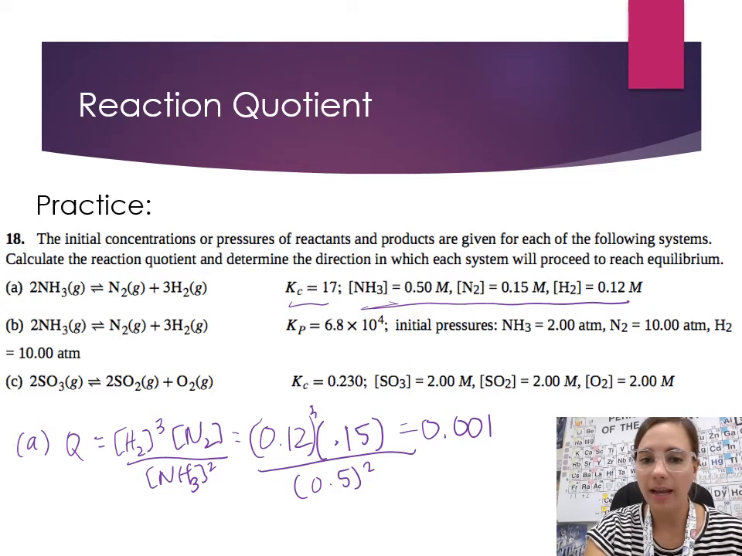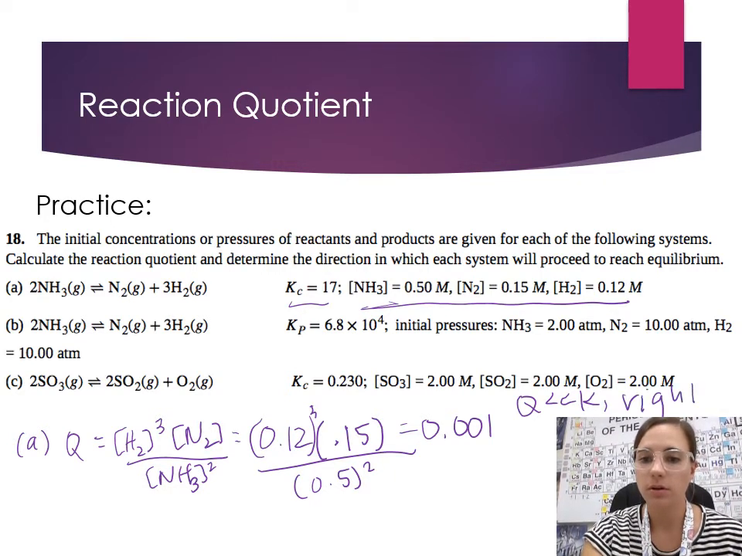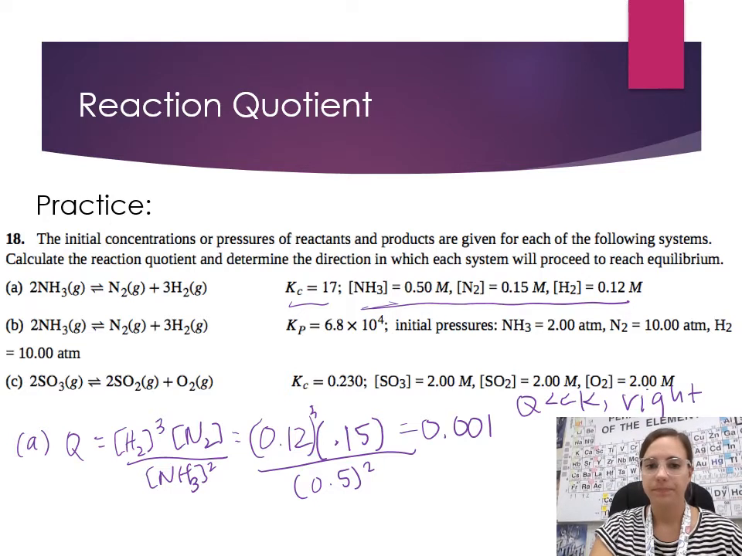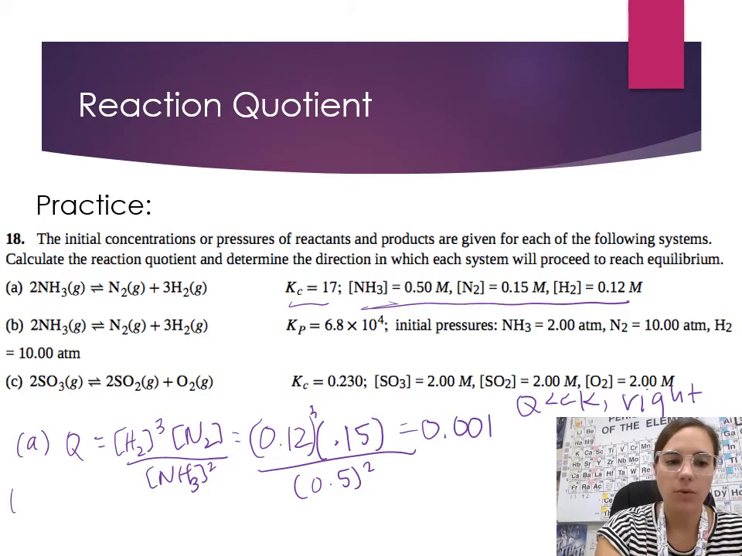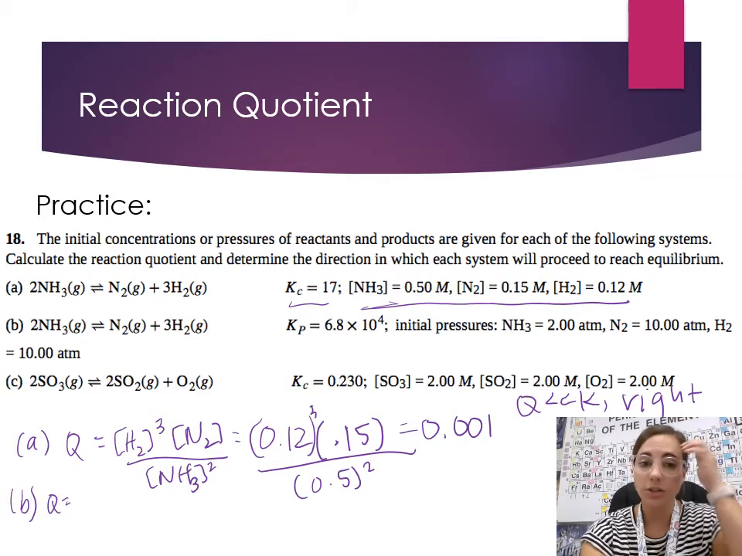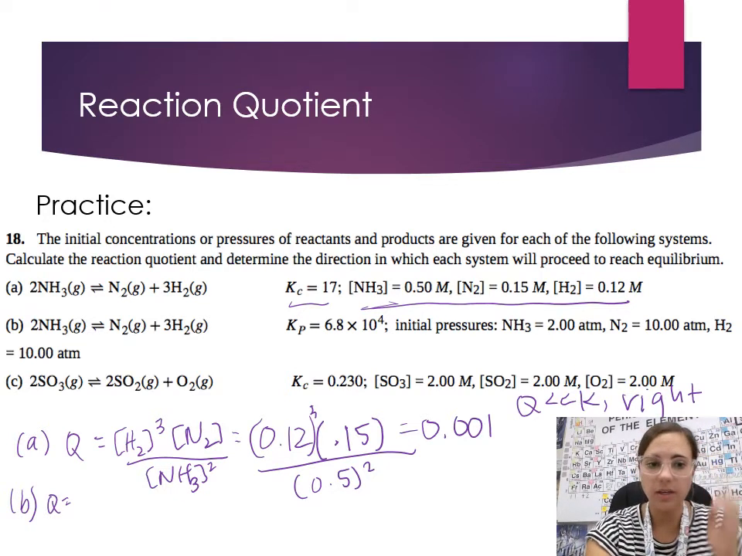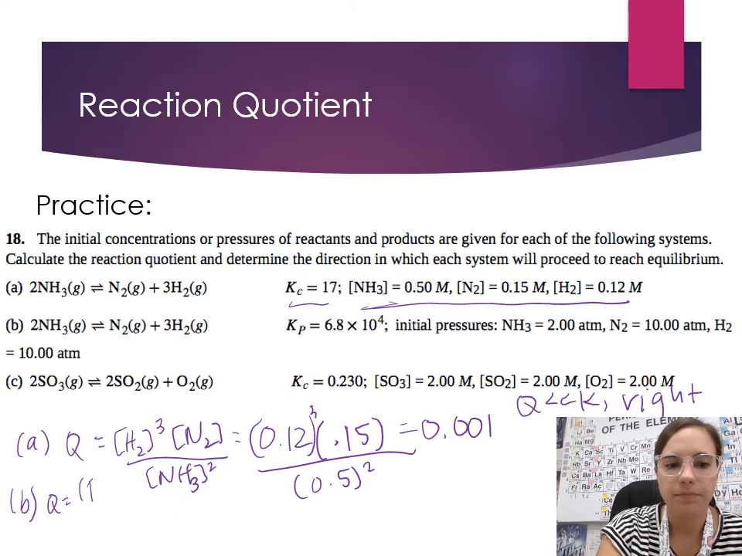So for A, Q is definitely less, much less than K. So Q needs to increase in order to equal K, so we have to shift right. Now for B, this time we're using pressures, but we don't write it any differently, other than using P to represent pressure.